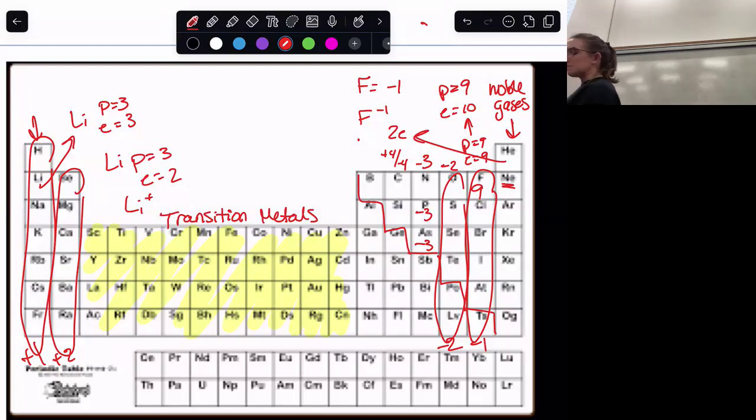If I remember correctly, copper can be +2 or +3. I feel a sneeze coming on, so if I do that, I apologize. But all of these are able to have interchangeable or differing charges associated with them. So they transition between different oxidation states or different charges. So these don't have a set one.